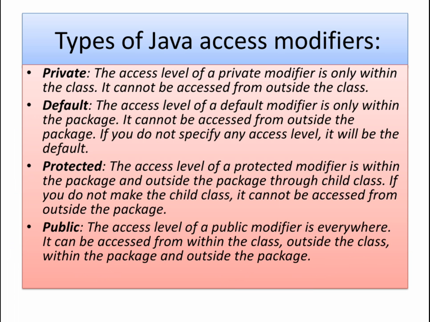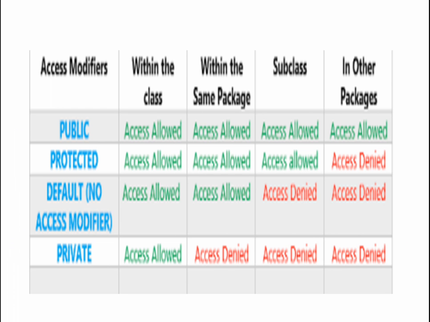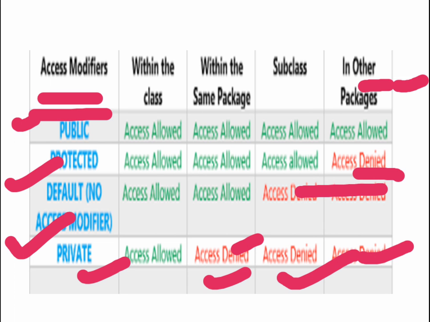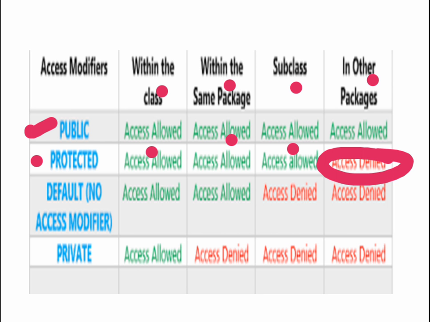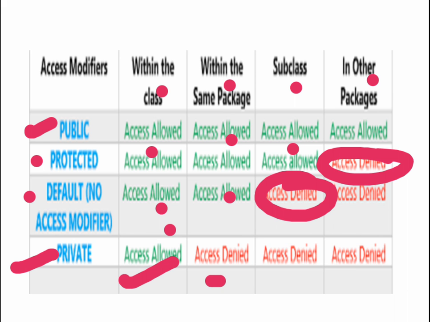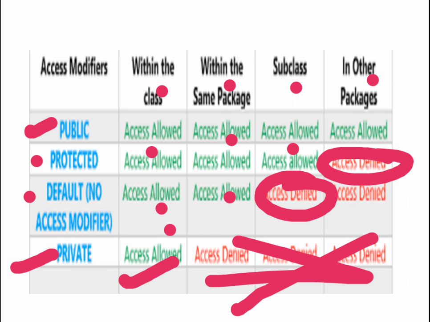Okay, I have created a table. Just learn this table. See, what is public? Public is accessible within the class, within the package, within the subclass and other packages also. What is protected? Within the class, within the same package, access allowed in the subclass also, but not in other packages. Default: access allowed within the same package but not in the subclass. Private is the least accessibility, means it is allowed only within the class, not even in the subclasses or the other classes of a given package. Okay, I hope it is okay.